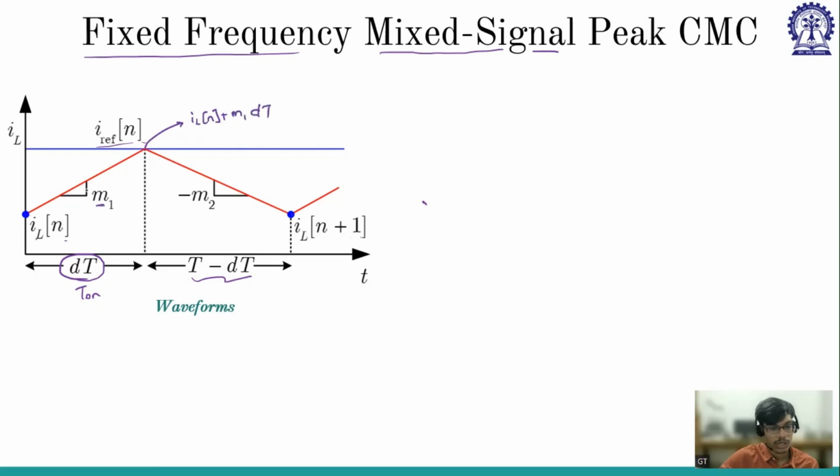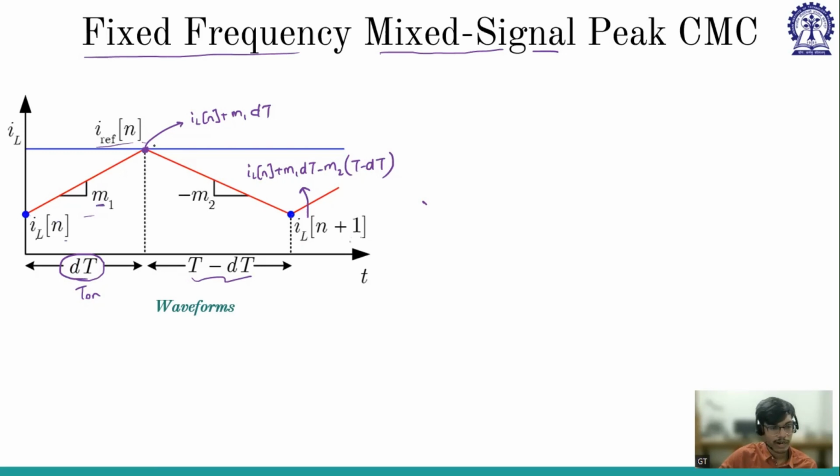So the slope into the time period gives me this vertical value. This plus that vertical value gives me this peak. So this peak point is IL of n plus m1 into dT. Now from here, if I want to go to here, what can I do? So now this IL of n plus 1 is nothing but IL of n plus m1 into dT minus m2 into T minus dT.